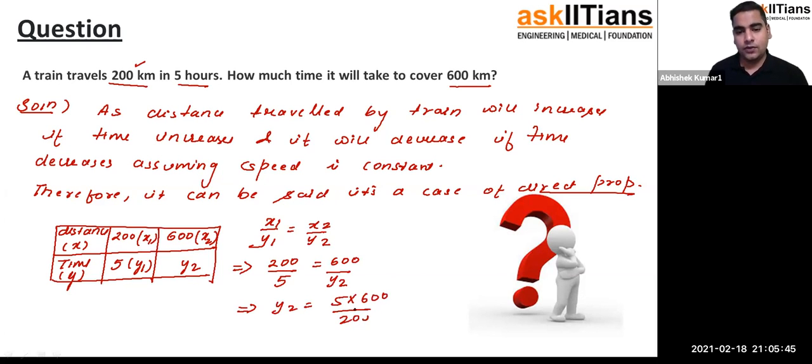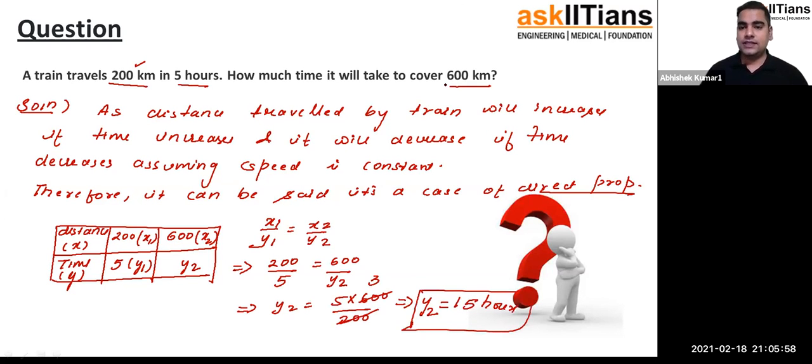200 will cancel this value 3 times. So what will you get? You will get Y2 equals 5 into 3, that is 15 hours. That means, to cover 600 kilometers of distance, how much time will be needed? The train will require 15 hours to cover 600 kilometers of distance.